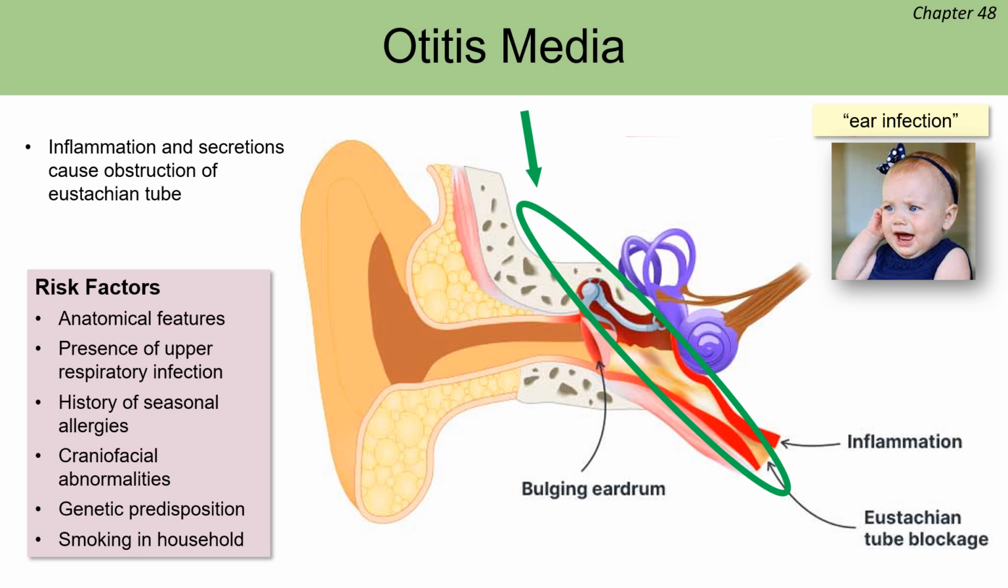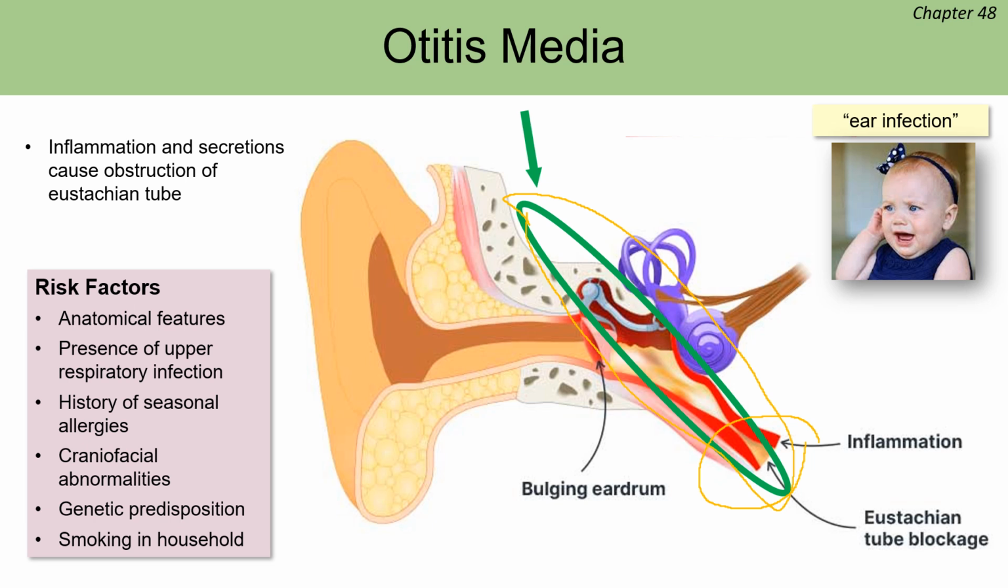Next is otitis media. This is infection of the middle ear. So we're talking about this green circle right here. And the pathophys on this is inflammation and secretions cause obstruction of the eustachian tube. So this tube right here is the eustachian tube. It's a narrow tube that links the nasopharynx to the middle ear. Normally it's closed and it only opens when we swallow, yawn, or chew.